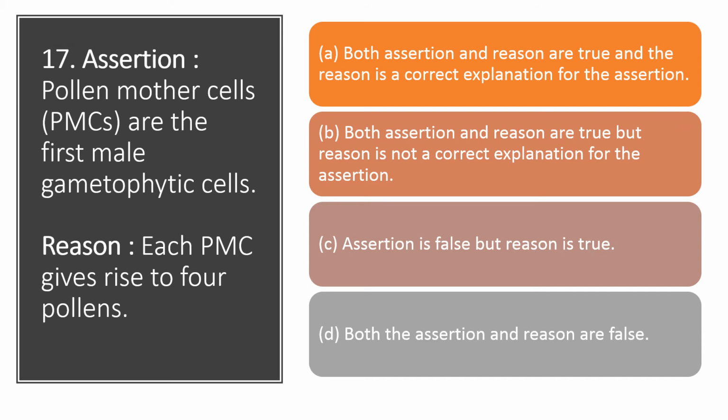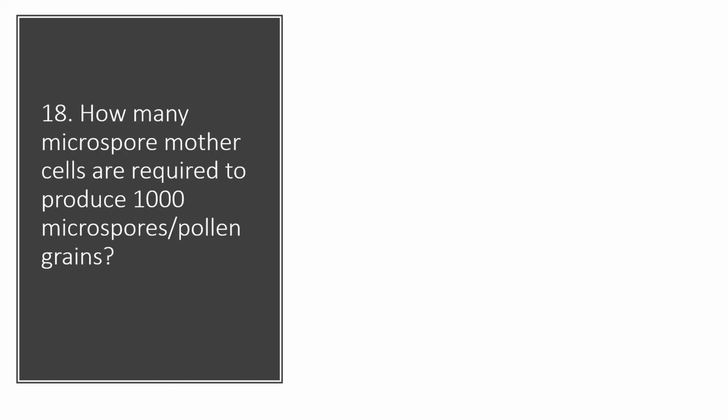Coming to the reason, each PMC gives rise to 4 pollens. We know that the pollen mother cell undergoes meiosis and produces pollen tetrads. So the reason is a correct statement. Each PMC gives rise to 4 pollens. So option C is correct. Assertion is false, reason is true.